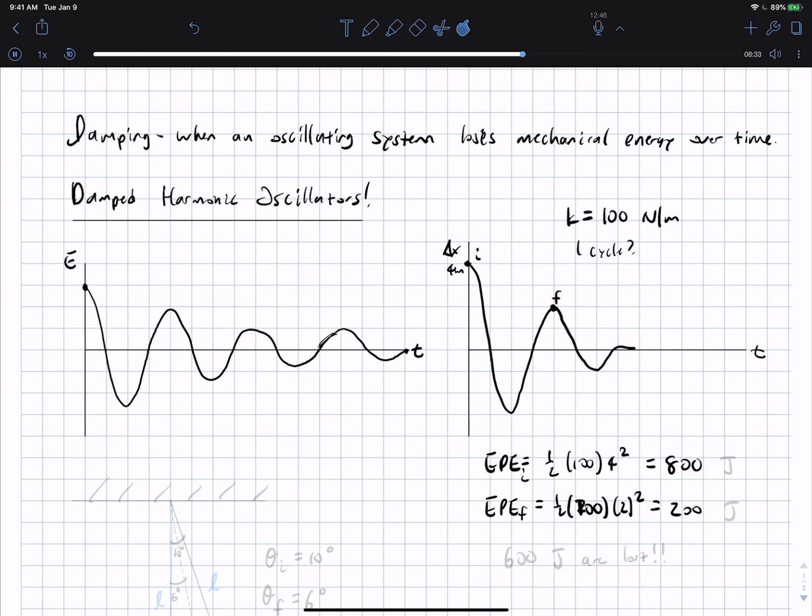So 600, well, it's not 600 newtons. These are in joules because it's energy. 600 joules are lost. Okay, so that's a question you might be asked in Mastering, on the upcoming test, etc.